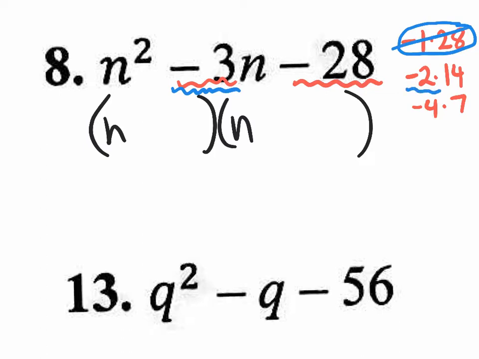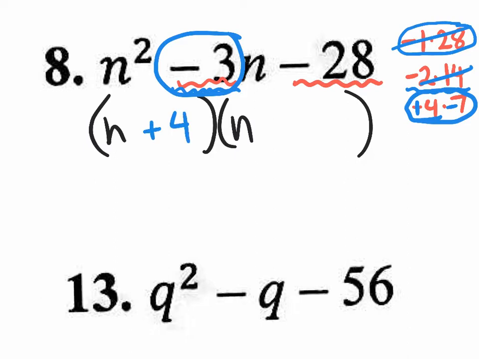The next one gives me 12. If I add negative 2 plus 14, that's 12, and the B value is not 12. If I add negative 4 and 7, I get 3. But the B value, as you can see, is negative 3, not positive 3. So I have the right numbers, I just have the wrong signs. So all I need to do is change the negative 4 to a positive 4 and change the 7 to a negative 7. So in the parentheses, you will have n plus 4 and n minus 7.